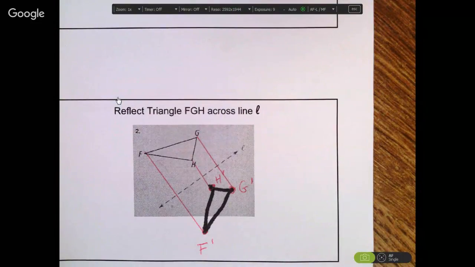I just use it as a straight edge. It makes another shape. Yeah, it looks like a 3D shape, doesn't it? It looks like a triangle.